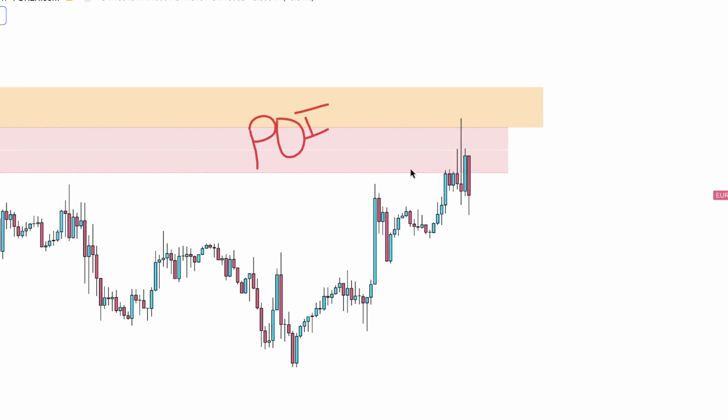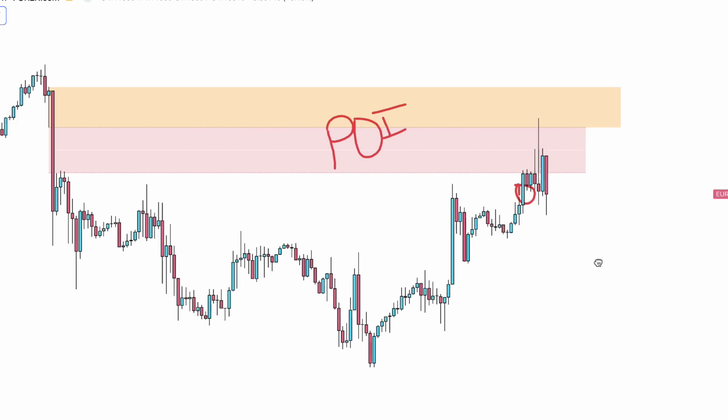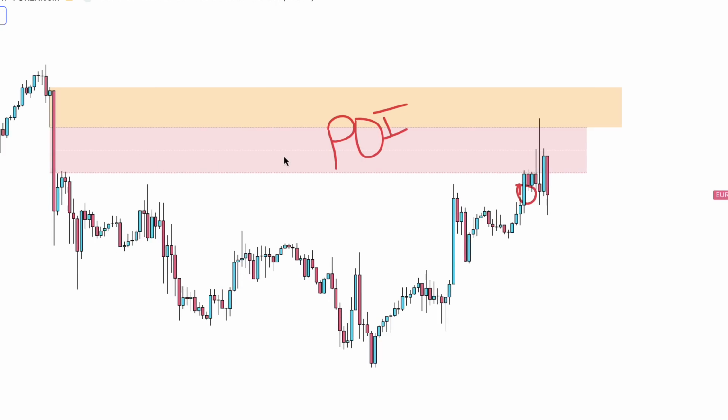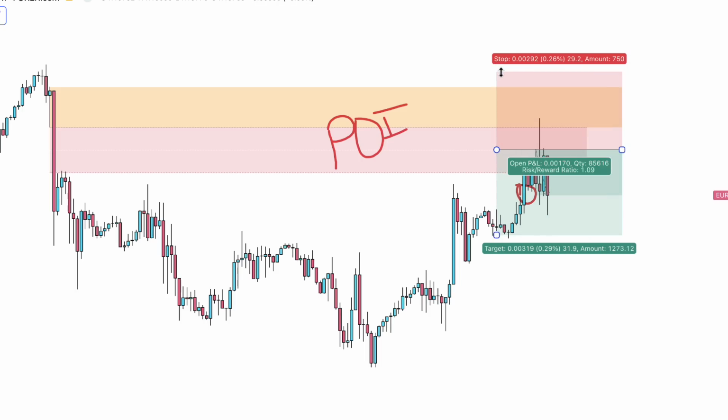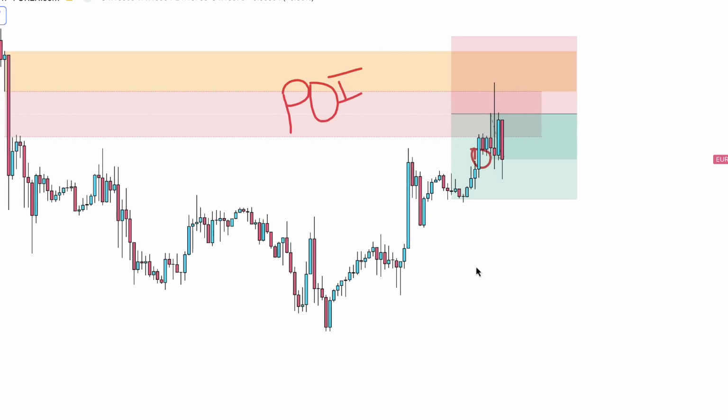If I see this happening, in fact, I saw this happening around here and I said, okay, I have the 50% of this particular fair value gap, which is the consequent encroachment. But then I don't just want to take my trade blindly here and say, oh, let me go bearish from the mean threshold of that order block or the consequent encroachment and then put my stop loss here and do it blindly. No. I said, okay, I want to have a confirmation that this will be the right place for me to take the trade.